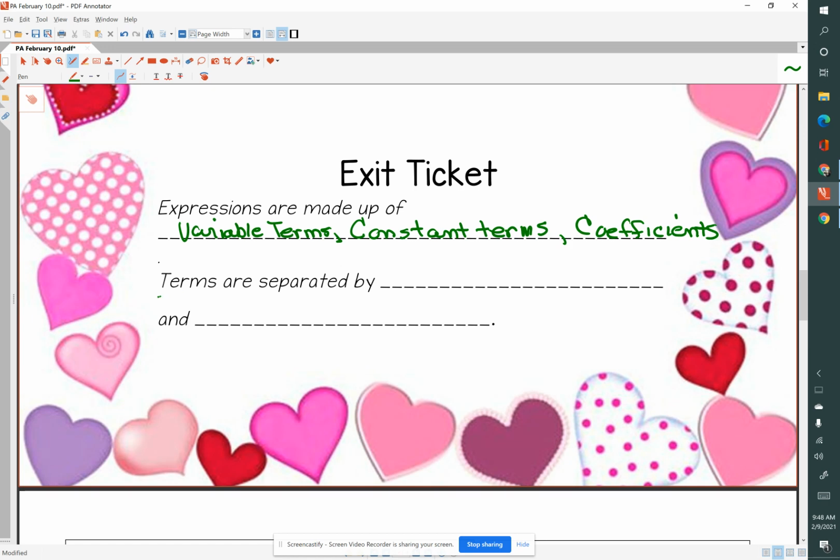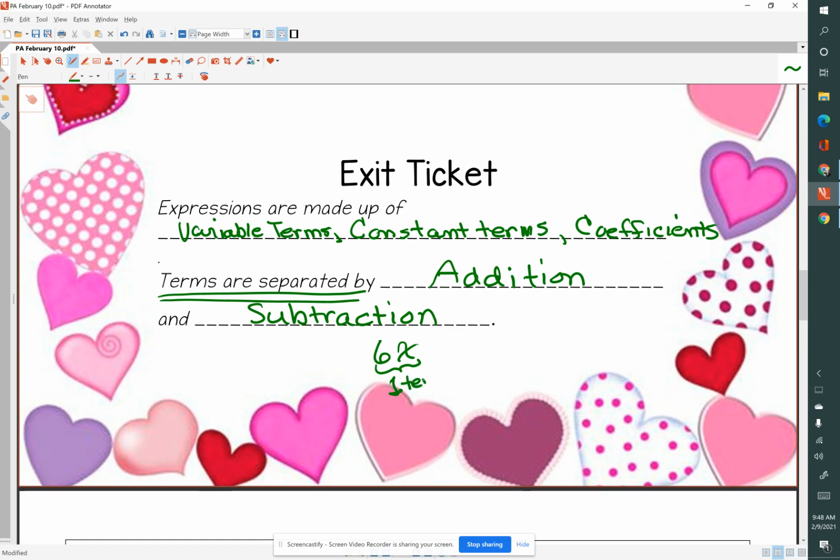Terms are separated by, remember I said I really want you to remember this. Terms are separated by addition and subtraction. So 6x is one term. 6 plus x is 2 terms.